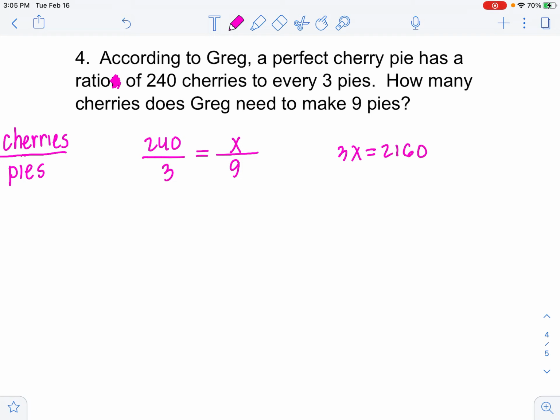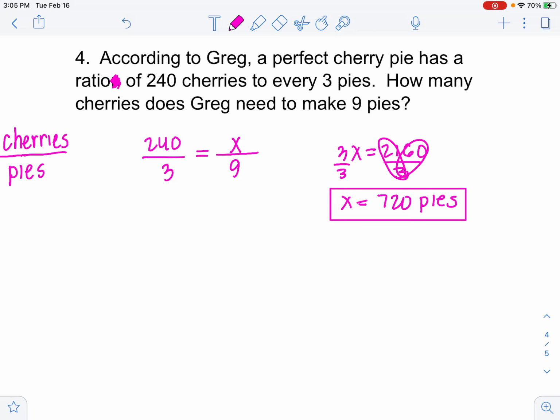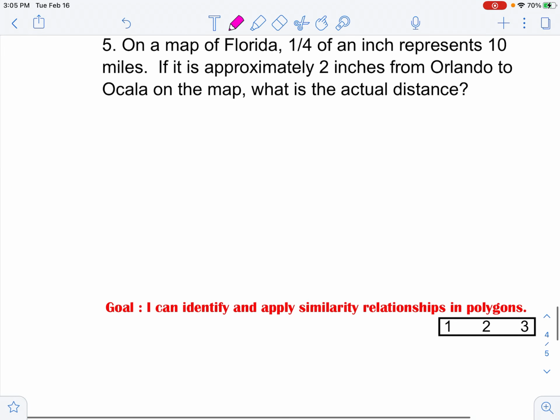And then you can cross multiply that. 3x is equal to 2160. Divide by 3. X is equal to 21 divided by 3 is 7. 60 divided by 3 is 20. 720 cherries.